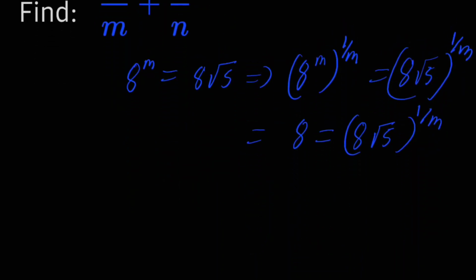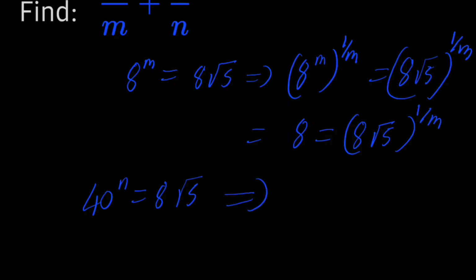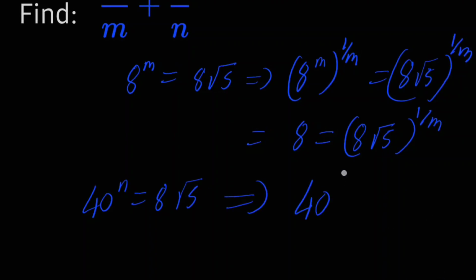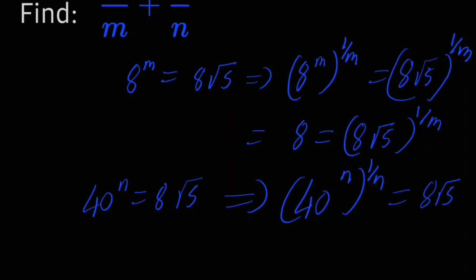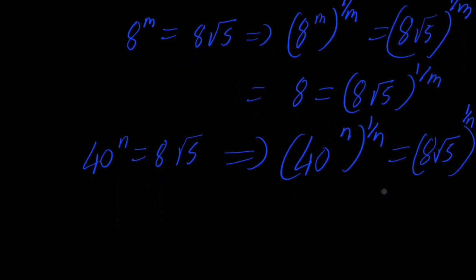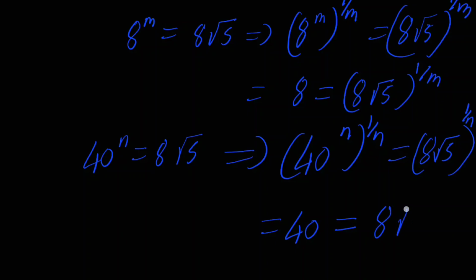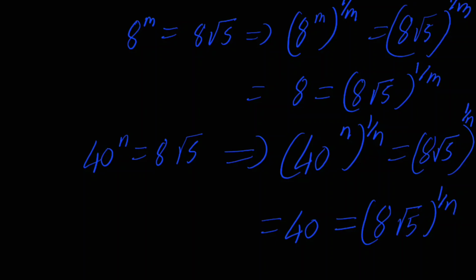And we'll do the same thing on the other side, which gives us 40 to the power n is equal to 8 root 5, which implies 40 to the power n, in bracket 1 on n, is equal to 8 root 5 to the power 1 on n. Looking at this, it basically boils down to, again, 40 is equal to 8 root 5 to the power 1 on n.